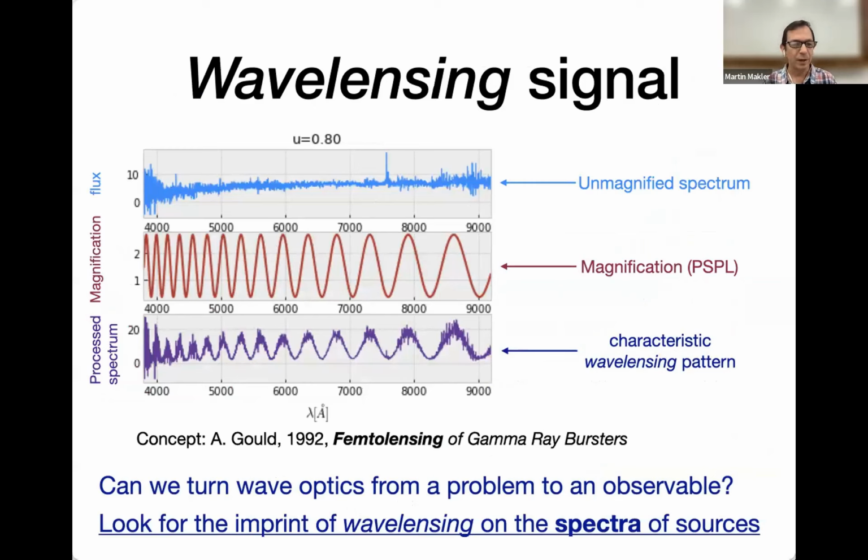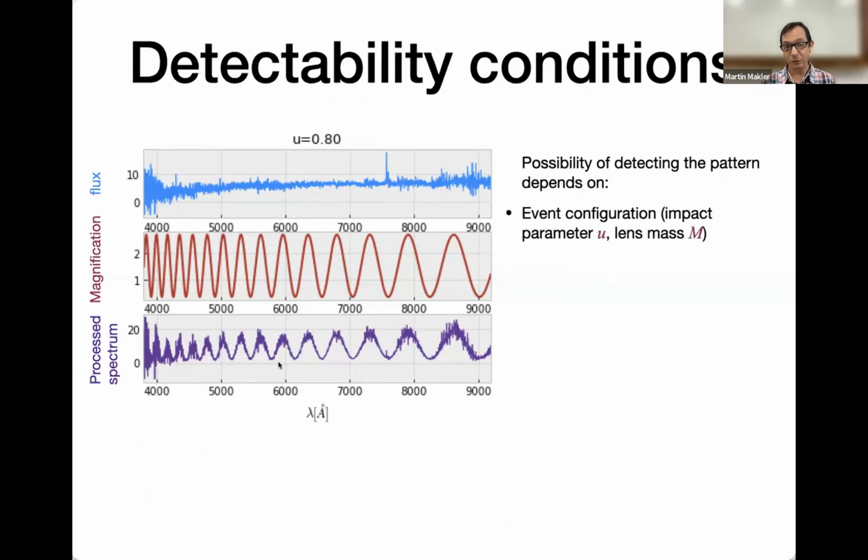The idea is not new. This has been proposed by Andrew Gould more than 30 years ago. In the case of gamma-ray bursts, the regime goes to very short angular separations, what's called femtolensing. Here we look for this effect in all wavelengths, and we try to find possible real sources and lenses that could produce this effect. So the idea is to look for this pattern in the spectrum.